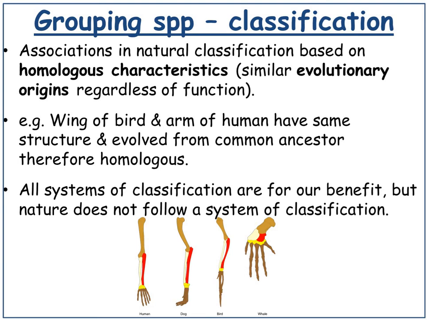Associations in natural classification can be based on homologous characteristics, which have similar evolutionary origins regardless of their function. For example, the wing of a bird and the arm of a human have the same structure and have evolved from a common ancestor, therefore they're homologous. All systems of classification are for our benefit, but nature does not necessarily follow a system of classification.